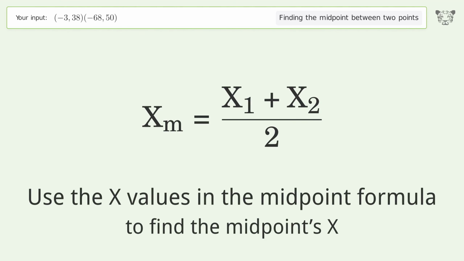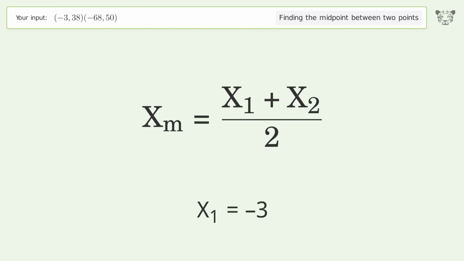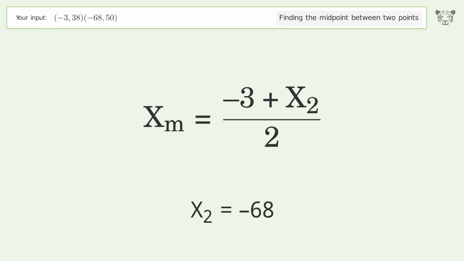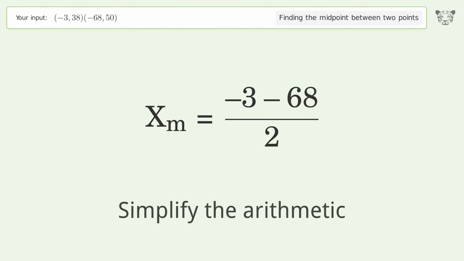Use the x values in the midpoint formula to find the midpoint's x. x1 equals negative 3. x2 equals negative 68. Simplify the arithmetic.